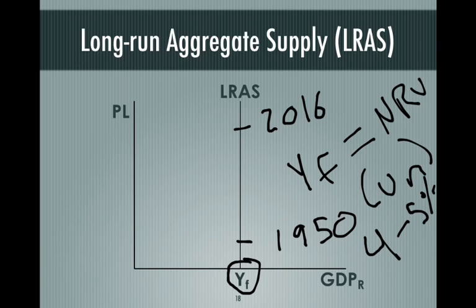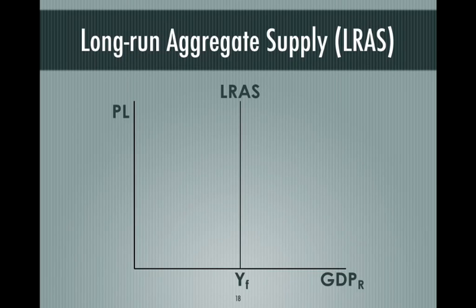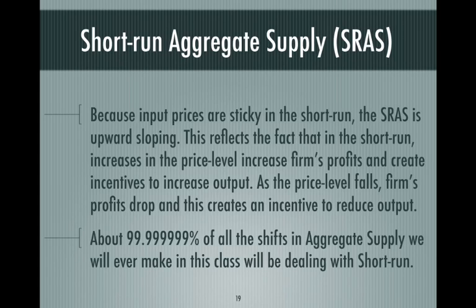So that right there is how the long run aggregate supply works. It's a straight up and down vertical line. Now, that is the picture perfect dream world where we'd like to be. But because input prices are sticky in the short run, SRAS is upward sloping, SRAS being the short run aggregate supply. So what this shows us is that in the short run, increases in the price level will increase businesses' profits and actually give them an incentive to want to make more.